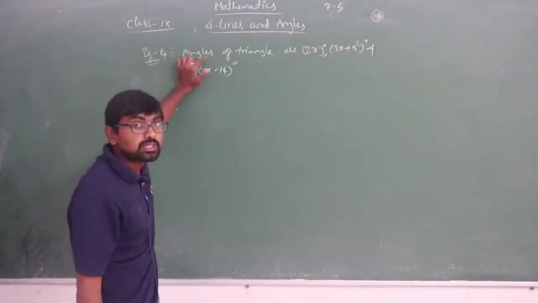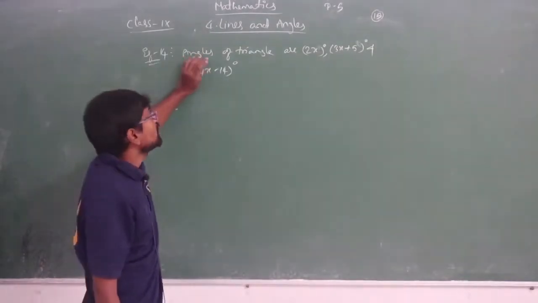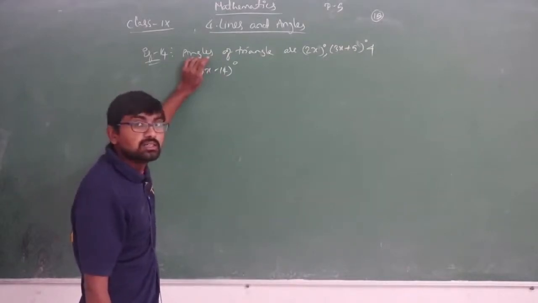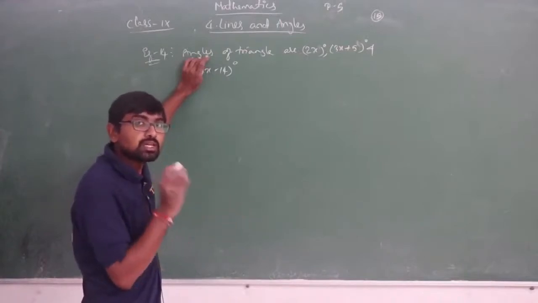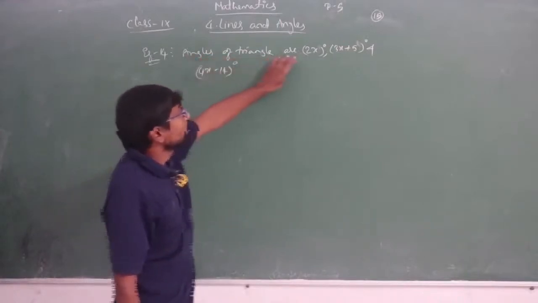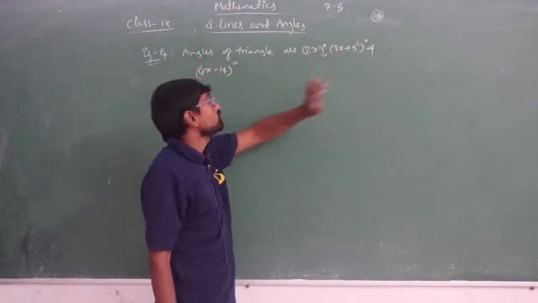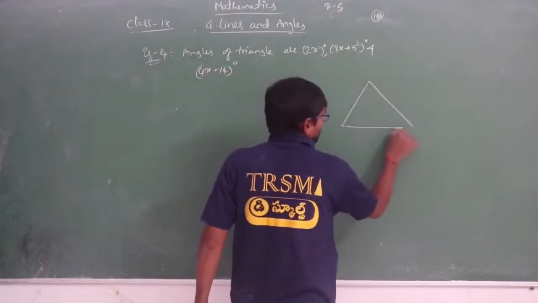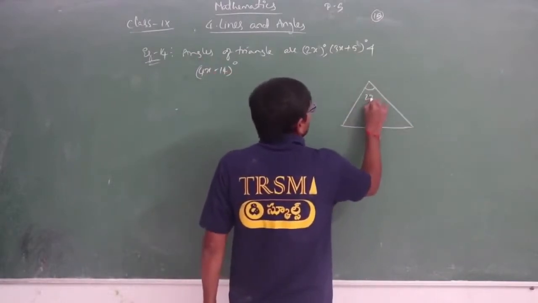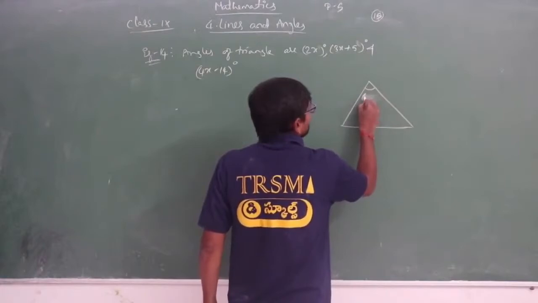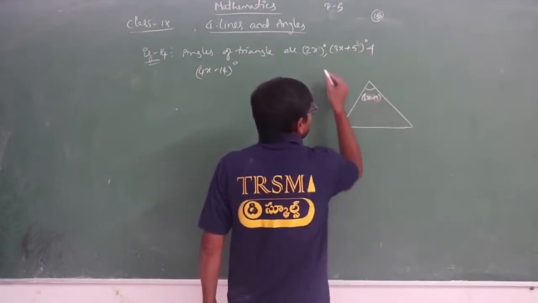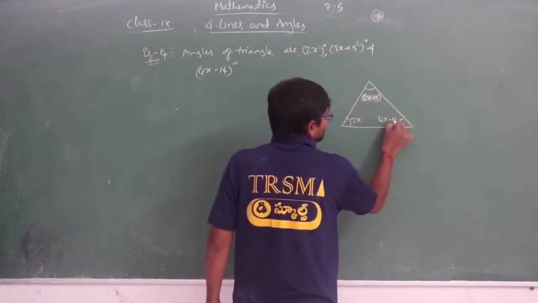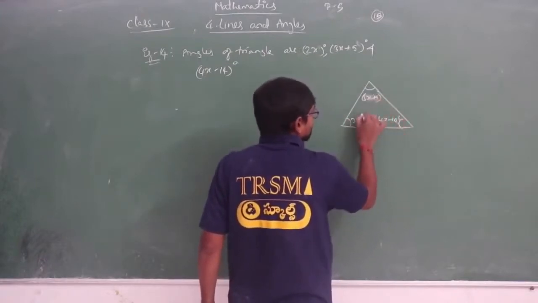A triangle consists of 3 angles, 3 sides, 3 vertices, isn't it? He had given those 3 angles, interior angles, isn't it? He didn't mention interior or exterior, so therefore he had given the interior only. The angles of a triangle are 2x, 3x plus 5 and 4x minus 14. So let us assume one triangle like this. As it is bigger, I am taking 3x plus 5, a little bit smaller, this is 2x and this is 4x minus 14. I am just assuming.